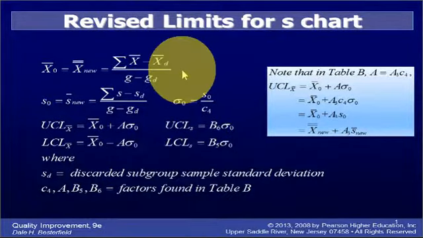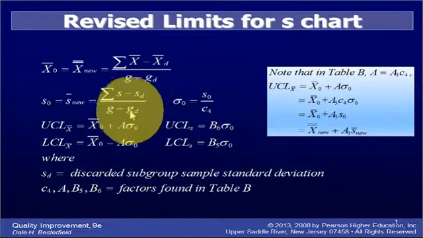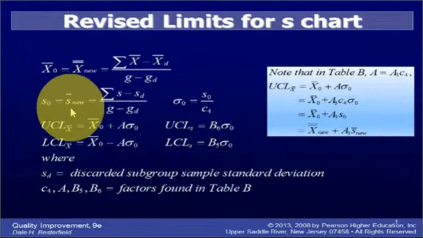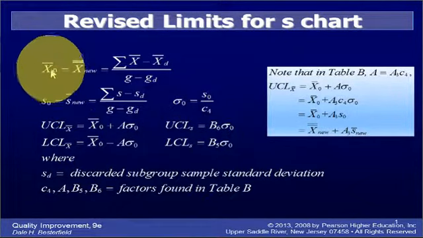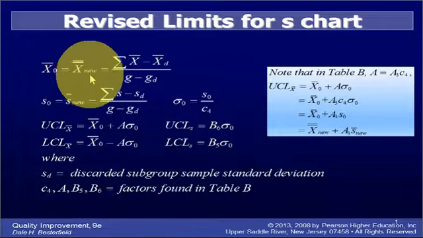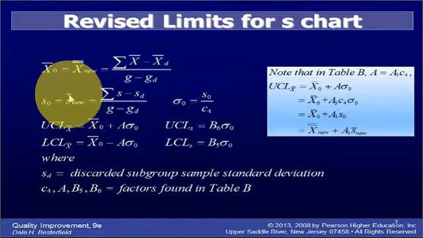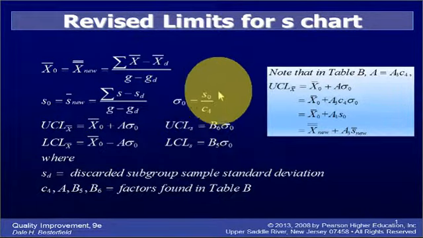So in this case, SD is the discarded subgroup sample standard deviation, right? And GD is the number of subgroups that have been discarded. And then we can find the updated X double bar and the updated S bar. And we need to find these standard values: X bar 0 is set as the same as X double bar new, S0 is set as the updated S bar, and sigma 0 is defined as S0 divided by C4.